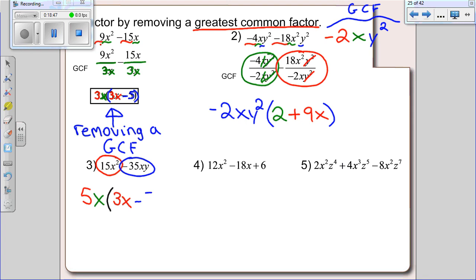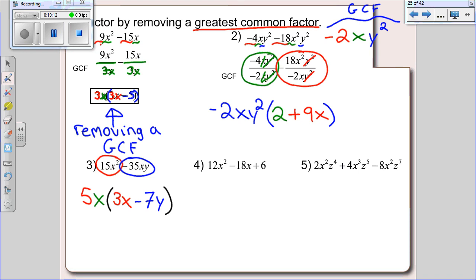X divided by x would leave me with how many x's? 0, so there's no x's in the second term anymore. And y divided by, did I divide by any y's? Nope, so the y to the power 1 is still there. That's what the greatest common factor looks like.